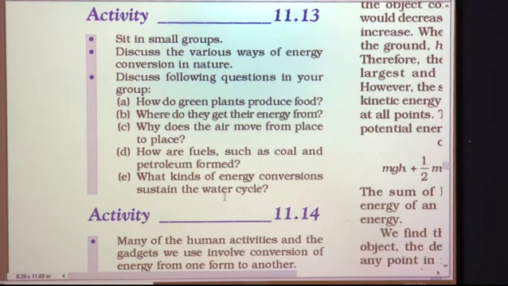Next is, what kinds of energy conversions sustain the water cycle? What happens in the water cycle exactly? Potential energy is converted to kinetic energy and heat energy. You know that when there is rainfall, potential energy gets converted to kinetic energy. In the water cycle, energy is supplied by the sun, which drives evaporation. Because of solar energy, the water from the reservoir gets evaporated.